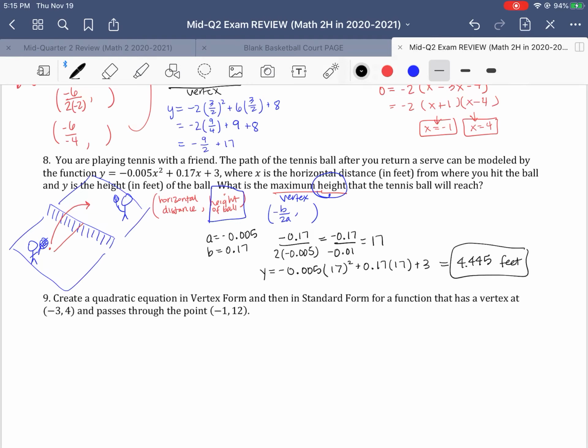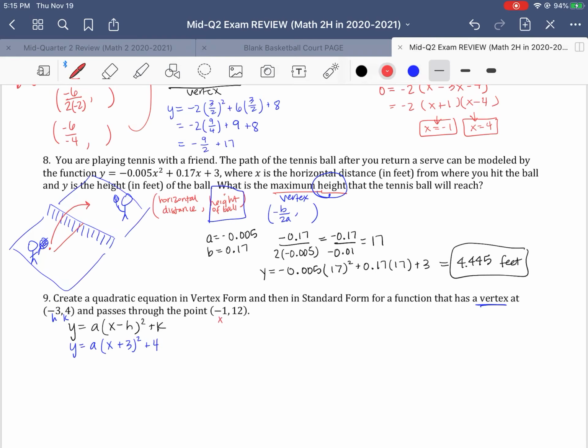Number 9, create a quadratic equation in vertex form, then in standard form for a function that has a vertex at negative 3, 4, and passes through this point. So let's start with our vertex form. Again, remember vertex form has the h and the k, so we've got minus h plus k. So as soon as I see it tell me that this is the vertex, I label that h and k, and I go ahead and put it in the equation. So I have x, negative 3 in here would make positive 3. And plus 4 on the end there.